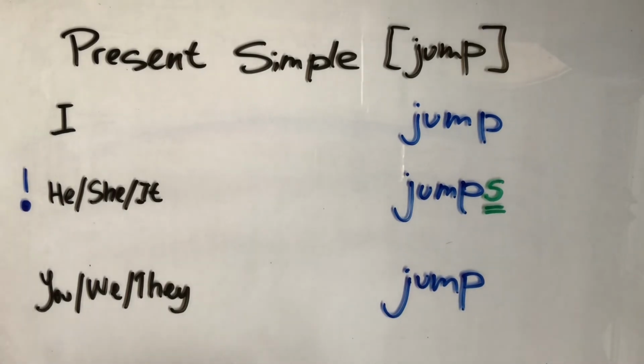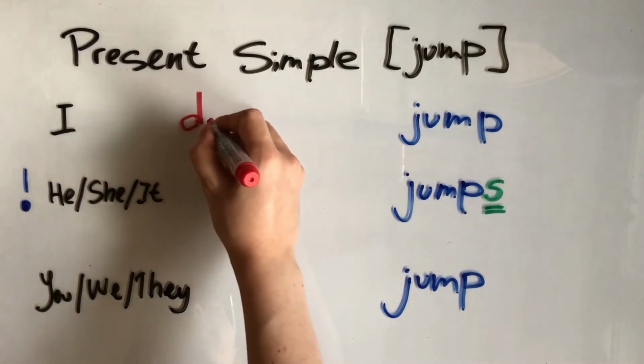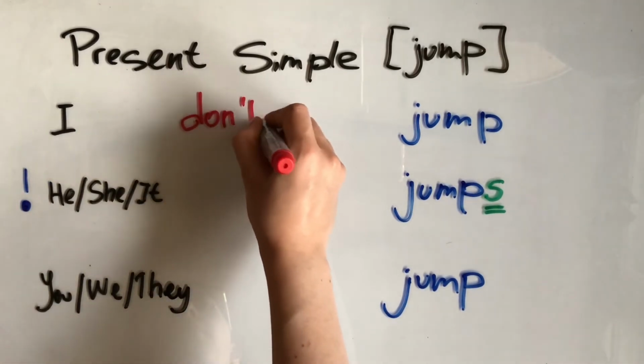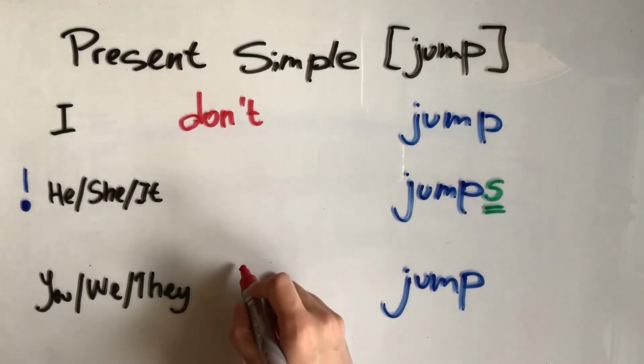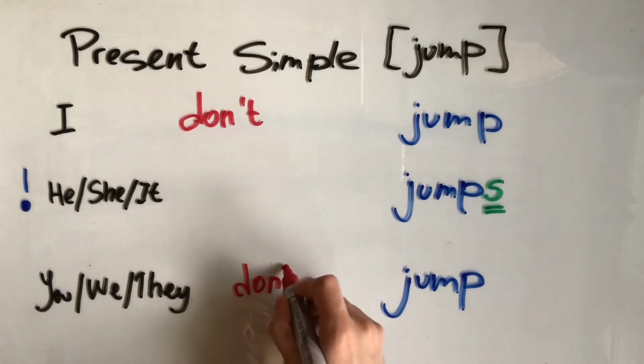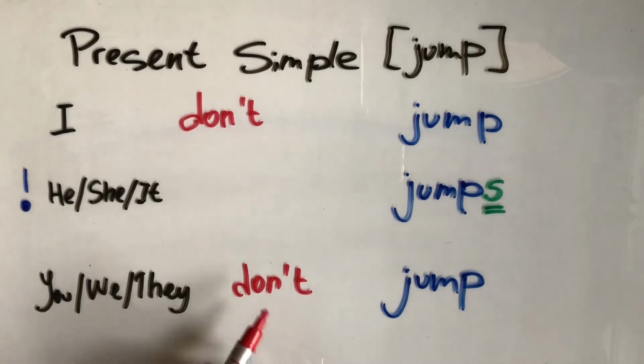Now, how do we construct negative sentences? To do so, we need to add don't after the pronoun before the verb. Watch. I don't jump. You, we, or they don't jump.